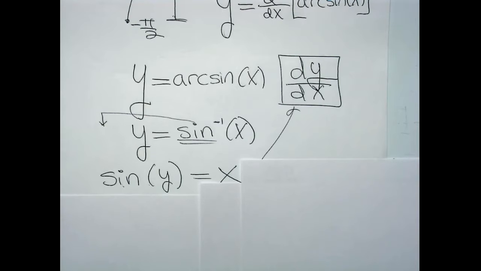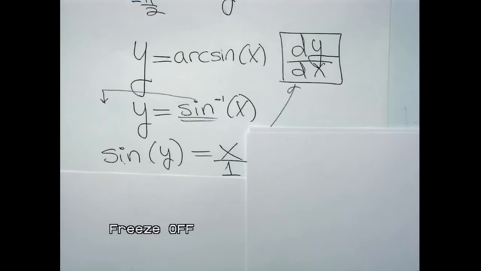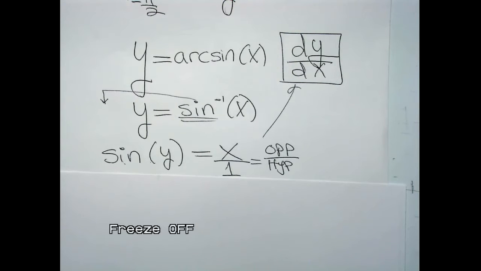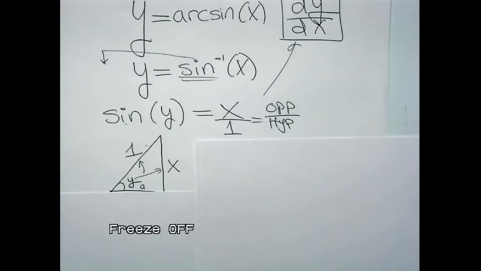So I think we're in better shape now because I think we can find dy/dx. But wait, what does sine of y equals x actually mean? Well, first thing I noticed is it says the sine of y, so as I said before, y is an angle. We take the sine of angles. But x can be written as x over 1, and I think we all remember what the sine definition is. Sine is opposite over hypotenuse. So a good thing to do at this point would be to draw a triangle that contains that angle y, and let's label the opposite and hypotenuse sides accordingly.